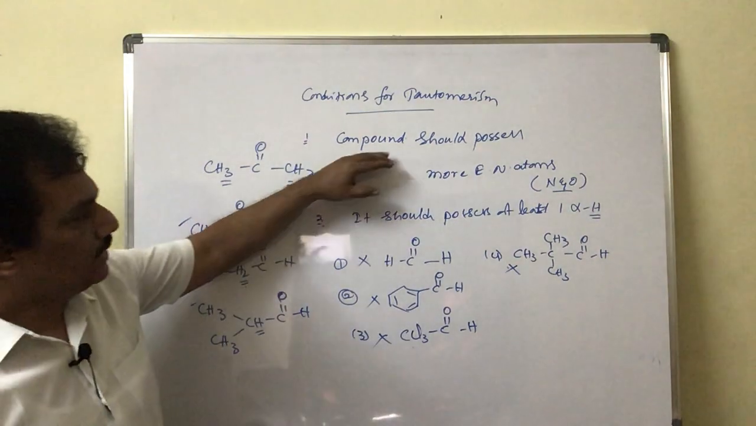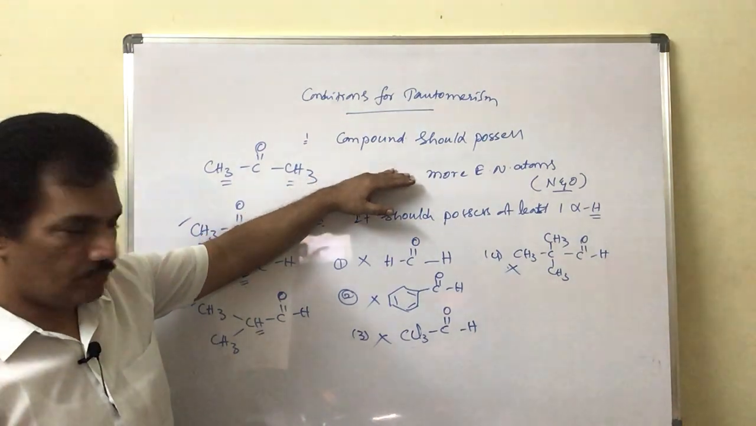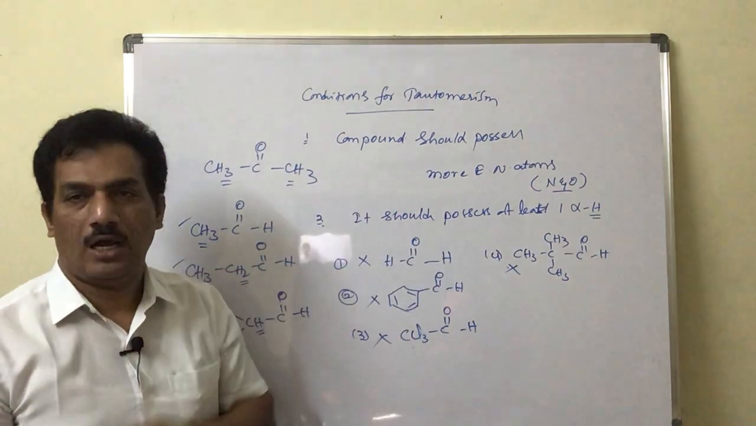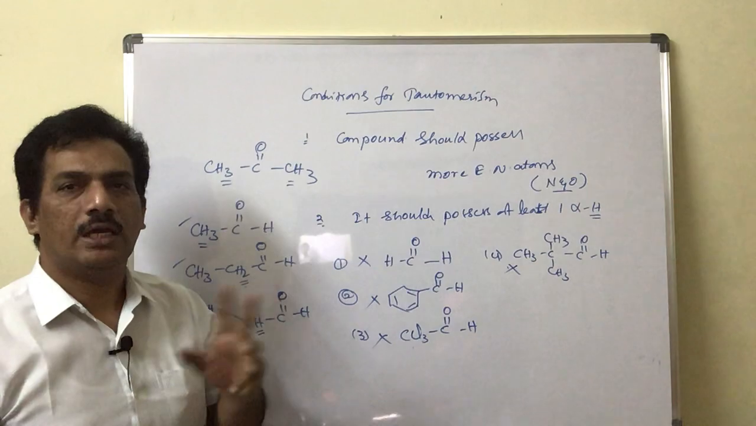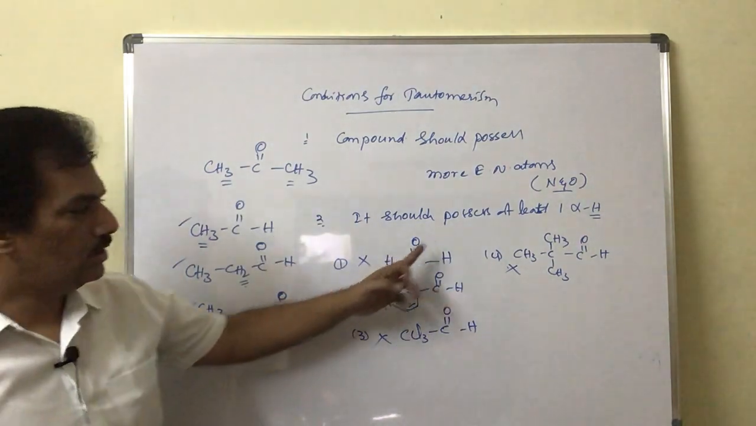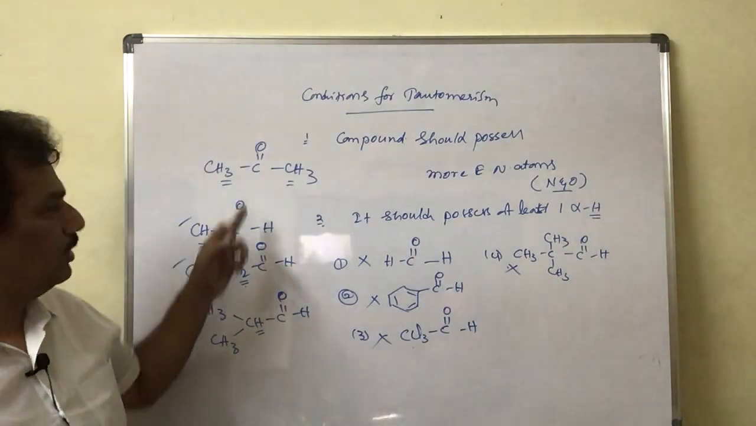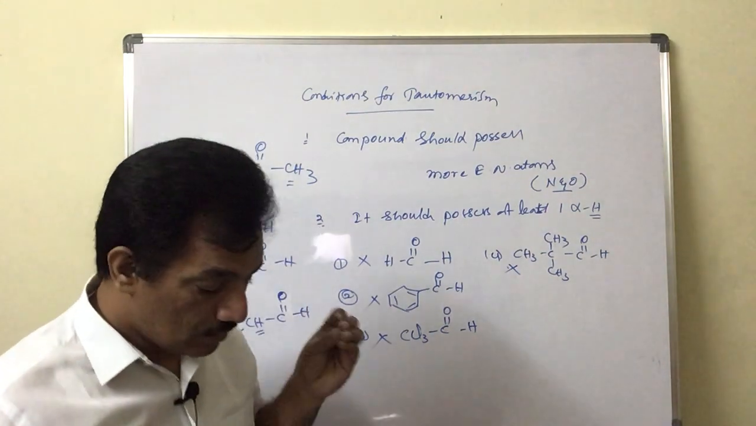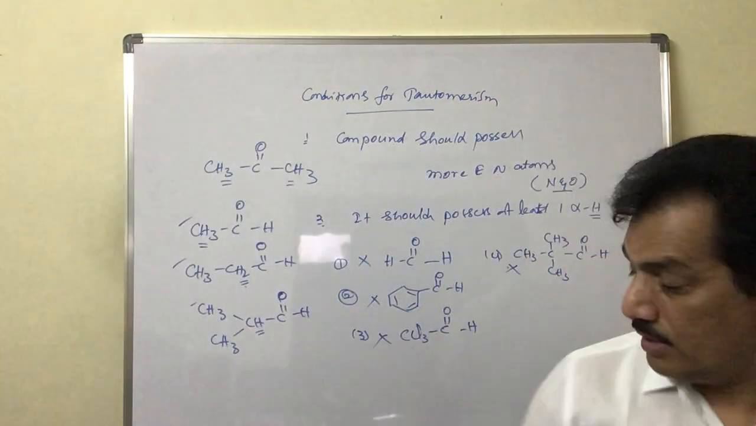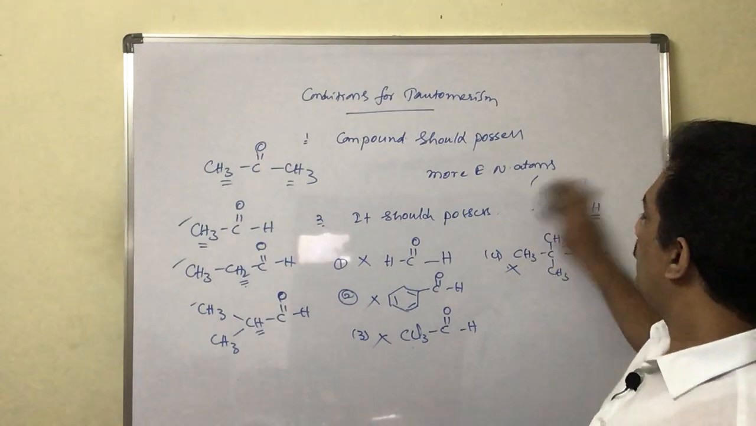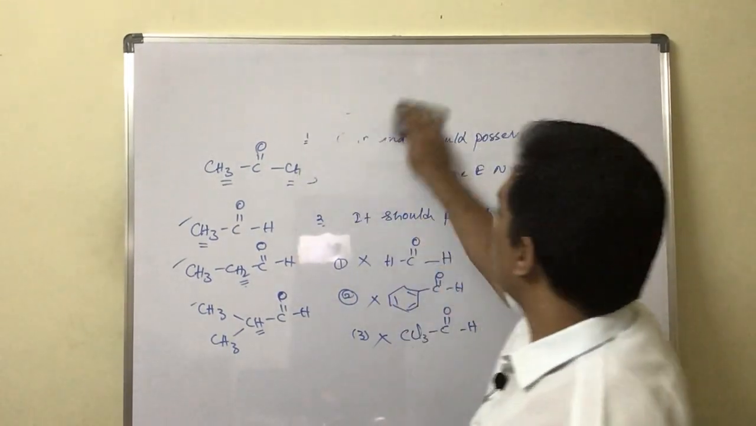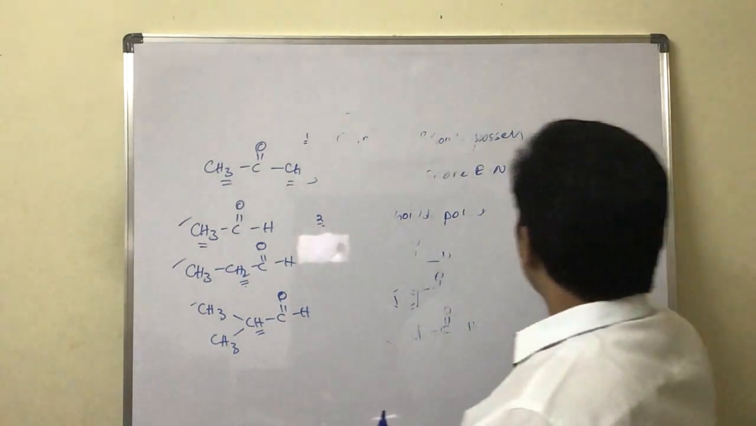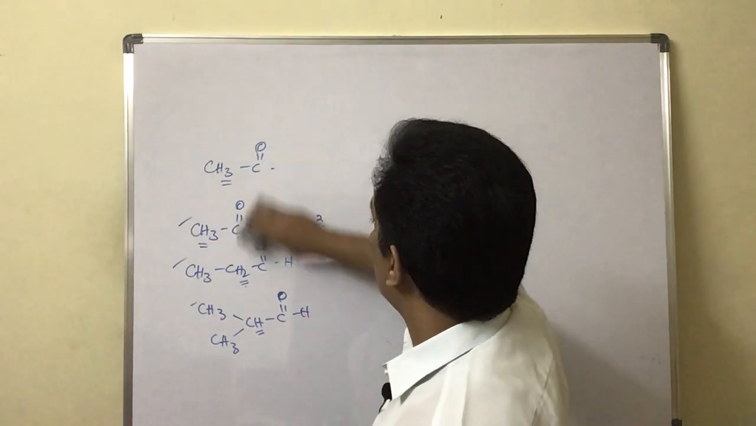The compound should possess more electronegative atoms like nitrogen and oxygen with a multiple bond, and at least one alpha hydrogen should be present. Then we can expect tautomerism. Here there is no alpha hydrogen, hence no tautomerism. Here there is at least one alpha hydrogen, hence tautomerism. But there are 2 exceptional cases where the 2 conditions are obeyed by the compounds, but still they do not exhibit tautomerism. Let me give those 2 exceptional cases, because they attract the interest of the paper setter to frame questions.